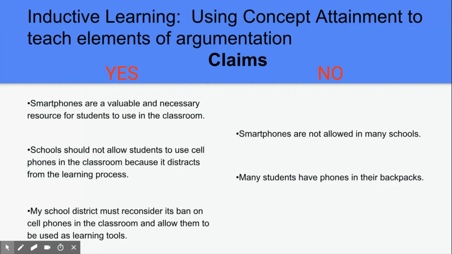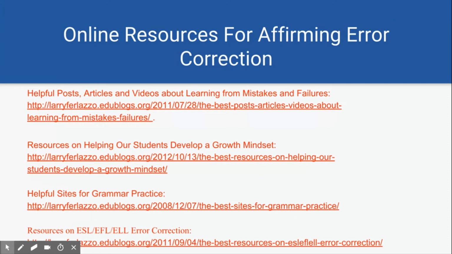The idea of inductive learning. Here's an example of using it to help students learn what's a good claim and what isn't. You basically just put a bunch of good examples under yes and not so good examples under no, and slowly uncover them and have students determine what the concept is. Why are these yes? Why are these no? And you can do that for has and have, verb tense, claims, essays, lots of different things.